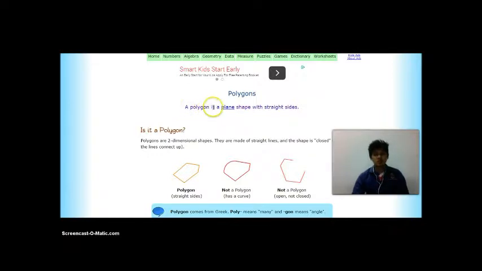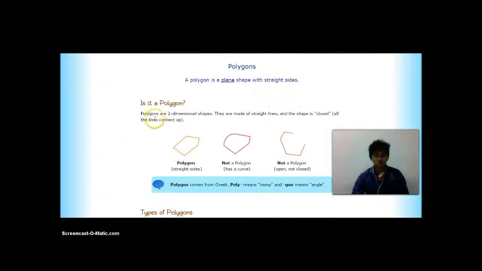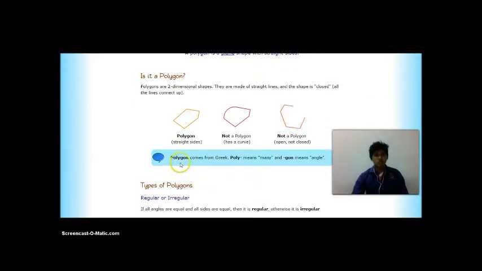In simple words, a polygon is a plane shape with straight lines. Okay, what is a polygon? Polygons are two-dimensional shapes. As you can see, this type of polygon is a 2D image. This is not a polygon because it has a curve, and this one is not a polygon because it has no fields. Another piece of information is that polygon comes from Greek.